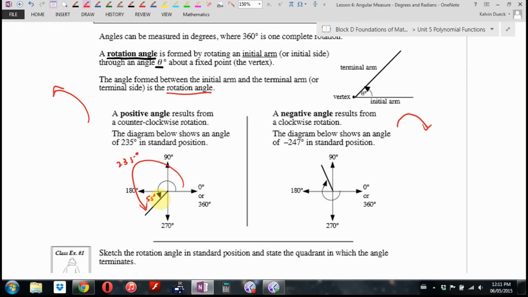This also now allows me to define a negative angle. A negative angle is going in this direction. So negative 247 degrees would be negative 90, negative 180. How much further? Well, if I went here, that's negative 270. That's too far. This little smidge angle here is whatever 247 take away 180 is. Is it 67 degrees, I think? And that gives you negative 247 degrees.